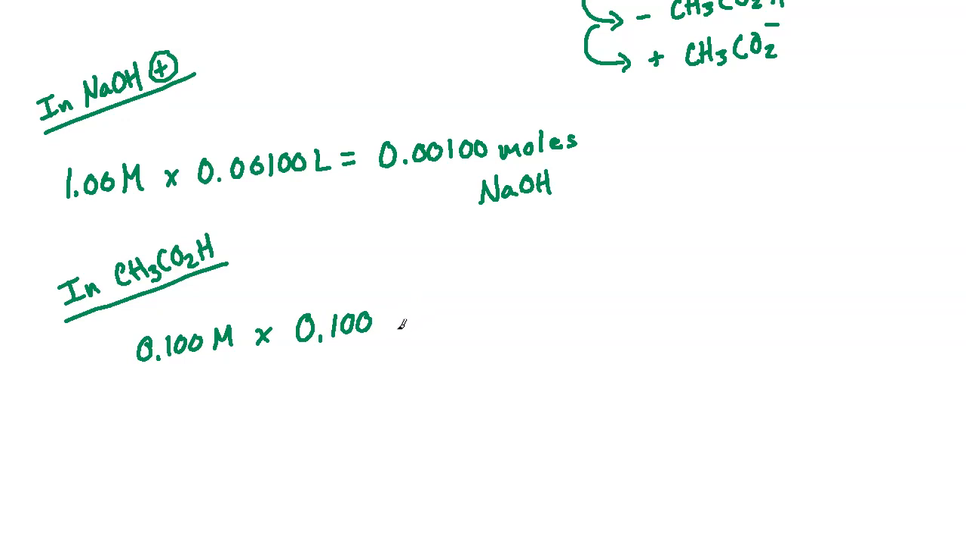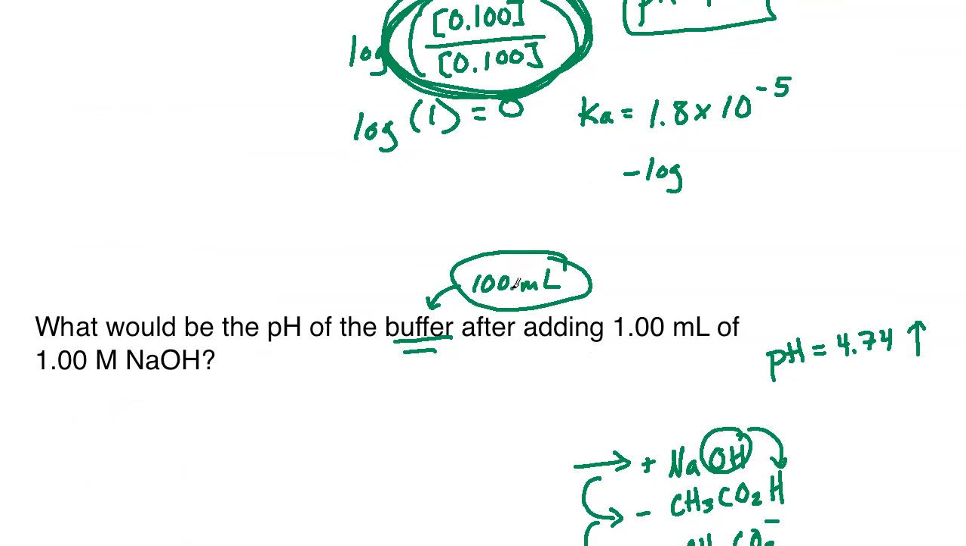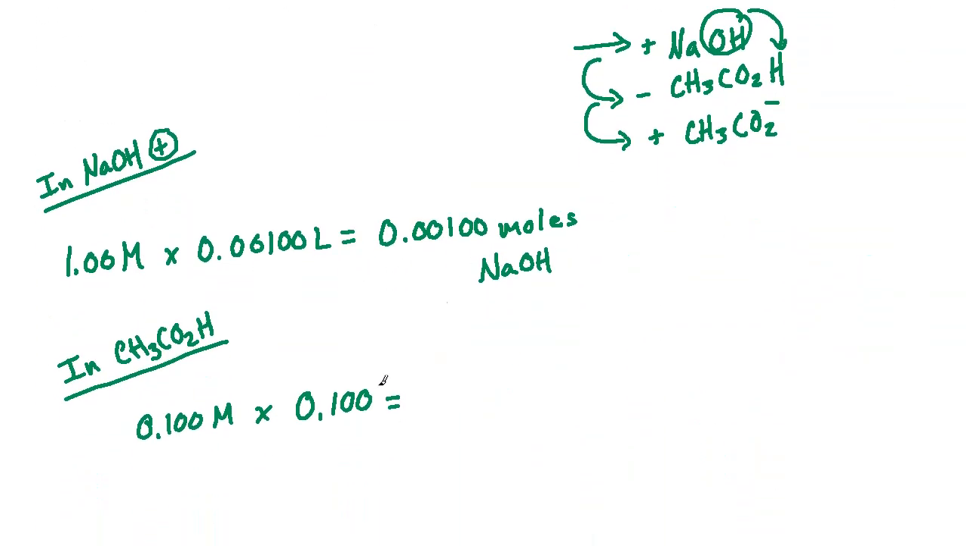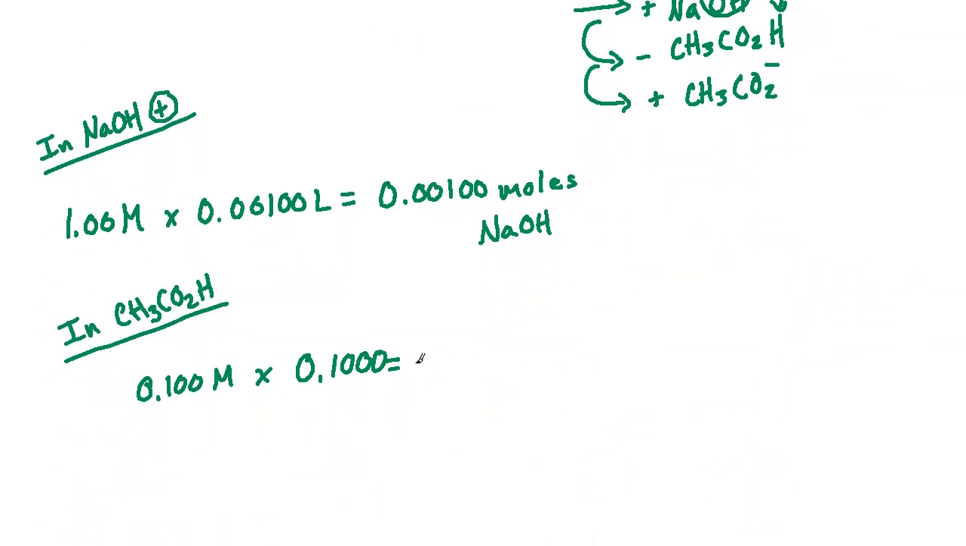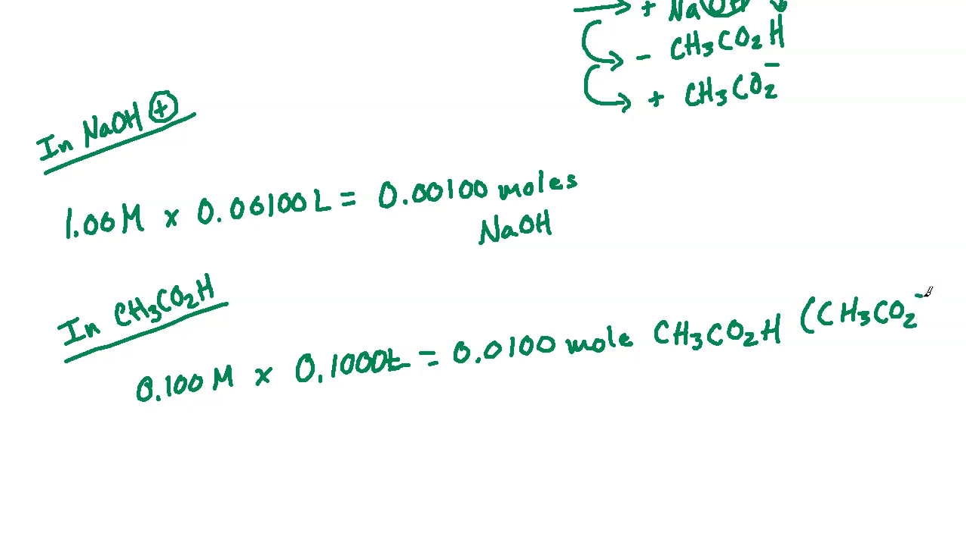And if that's the case, then when I do this, I should end up with 100.0 mils. Okay, that's liters, with 0.0100 moles of the acetic acid. And I will note that it is also the same exact amount for the acetate ion, because the acetate ion had the same starting concentration and it is also in the same volume.